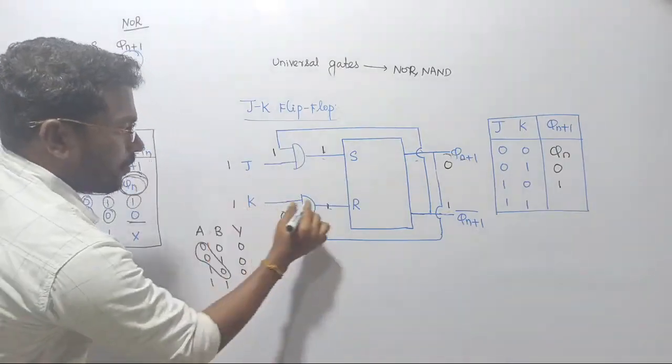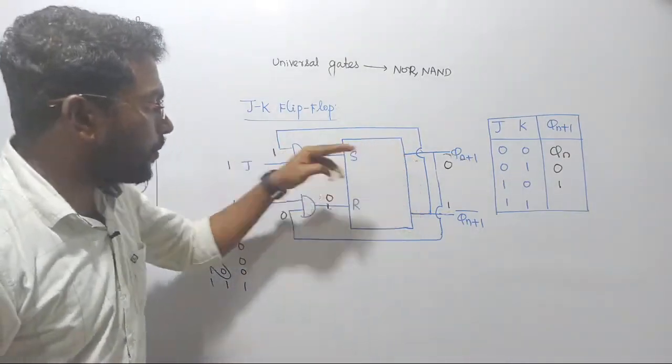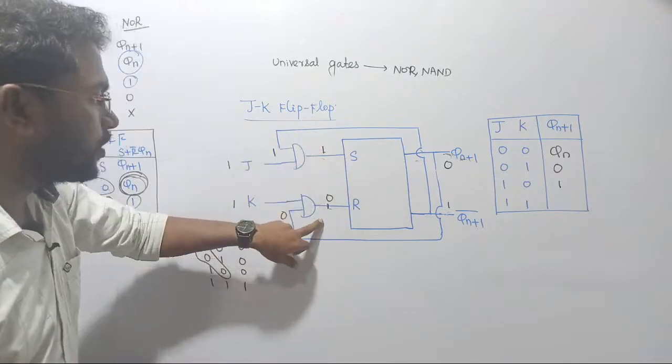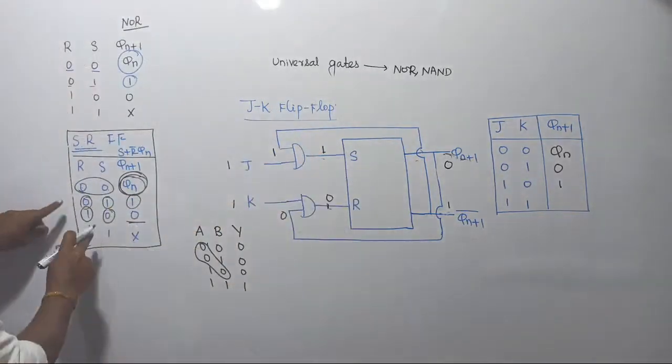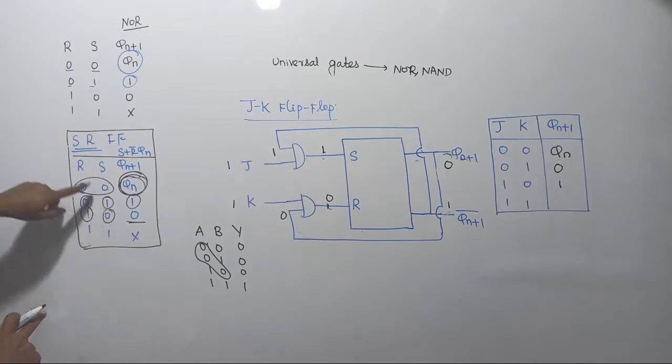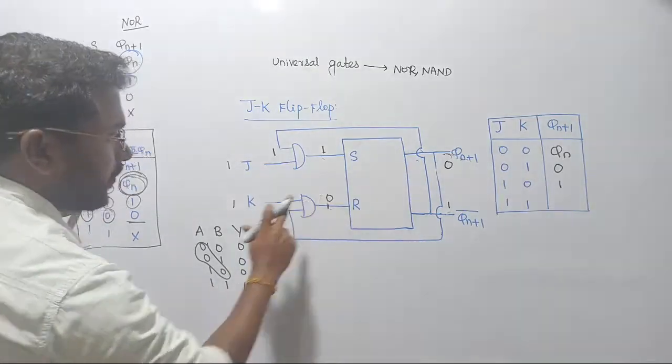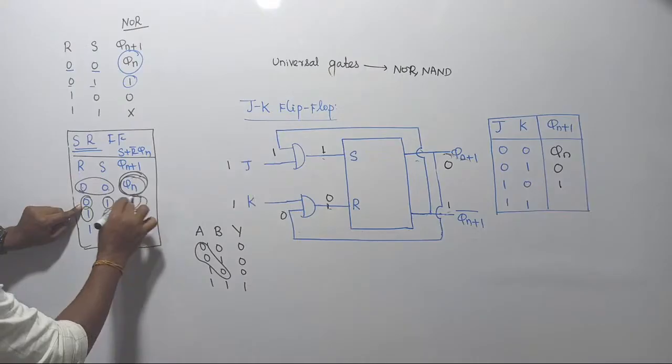0 into 1 will become 0. See there, into the SR flip-flop we are passing 1 0. For the set pin we are passing 1, and for the reset pin we are passing 0. Its corresponding output is going to be 1.